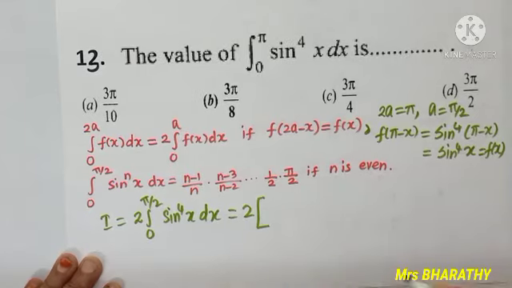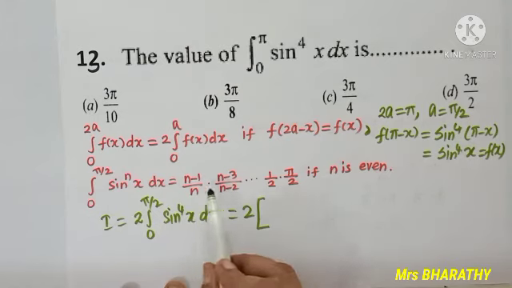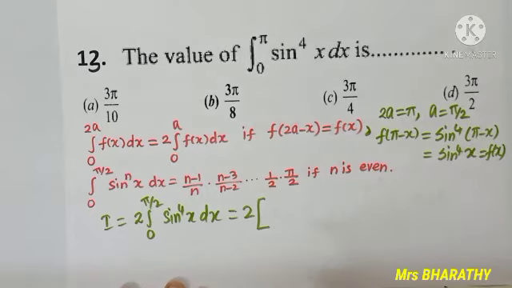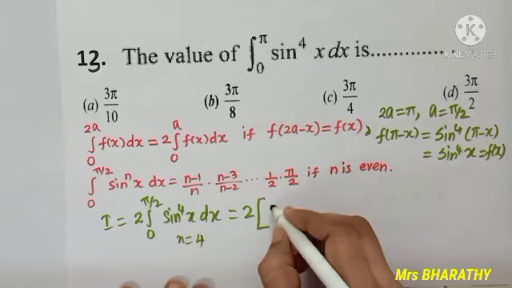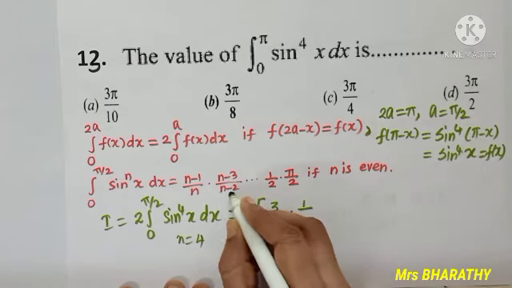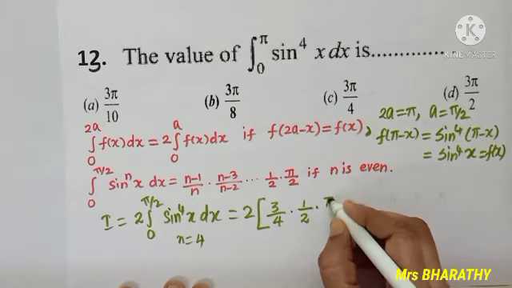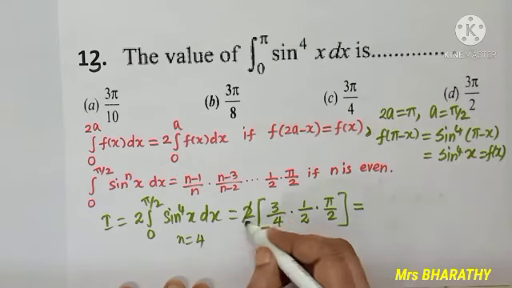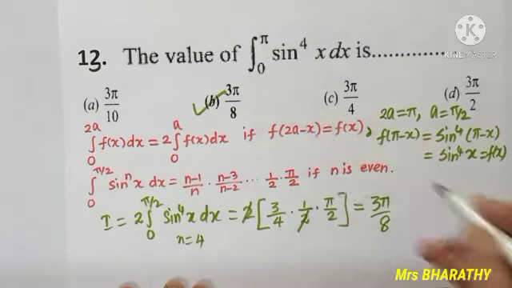Just apply the reduction formula. When the power is even, the reduction formula stops with 1 by 2 into pi by 2. Here n is equal to 4. As we apply, 4 minus 1 is 3 by 4. 4 minus 3 is 1. 4 minus 2 is 2. So I am just left with 1 by 2. Immediately put pi by 2. As we simplify, it is 3 pi by 8, and option B is the right choice.